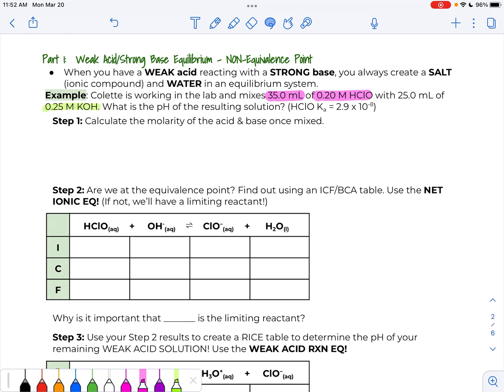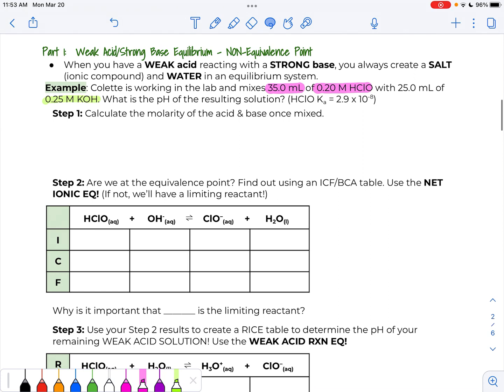So today's video is going to be all about what happens when we mix weak acids and strong bases to make an equilibrium system, or when we mix a weak base with a strong acid to make an equilibrium system. So let's just dive right in so we can figure out how to do all these different types of problems.